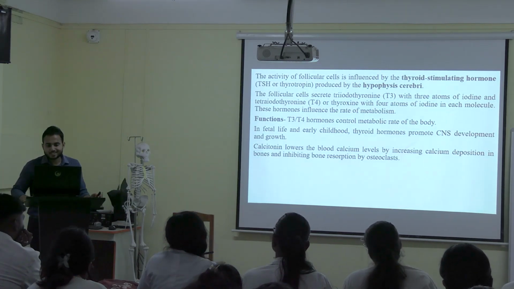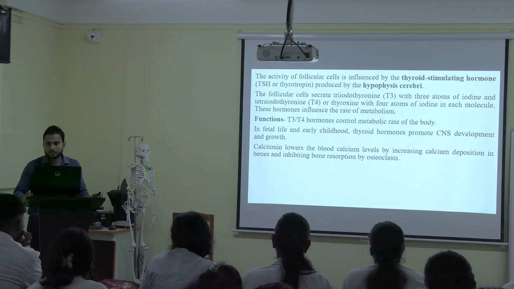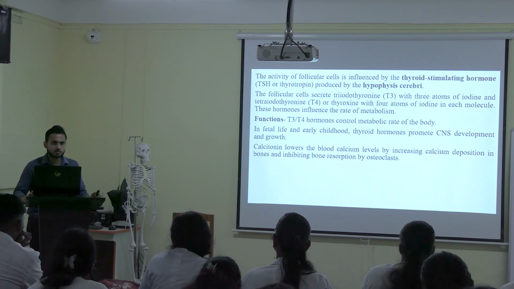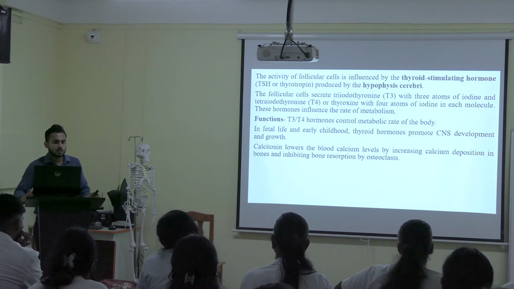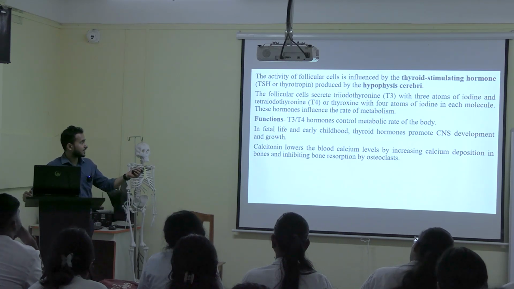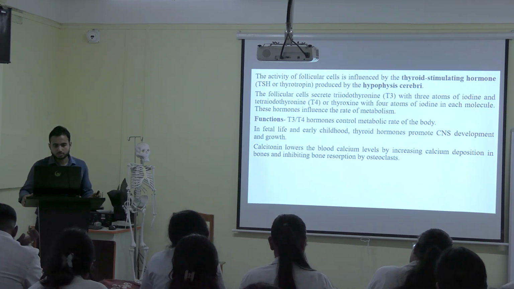Now follicular cells secrete T3 and T4. T3 means 3 iodine atoms are attached, T4 means 4 iodine atoms are attached. You will be studying this in physiology, in the endocrine chapter. Now what is the function of these two hormones? They influence the rate of metabolism of our body. Overall metabolism is influenced by these two hormones, T3 and T4.